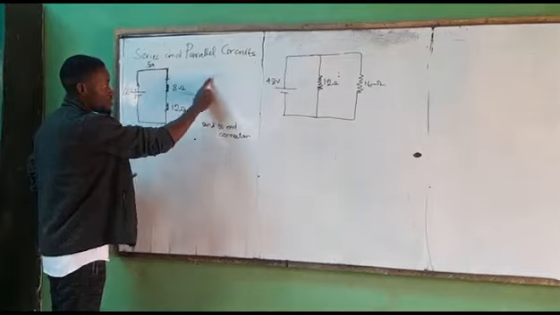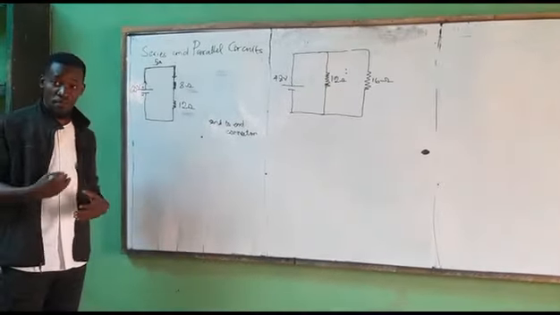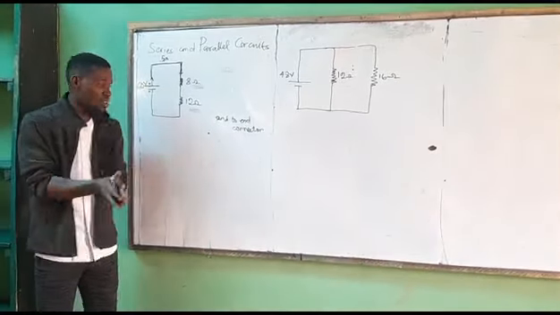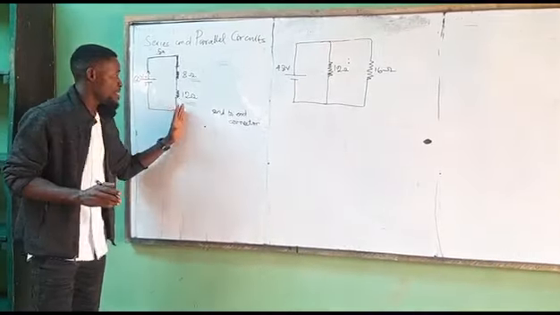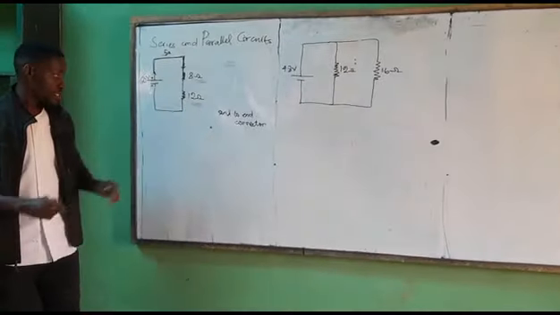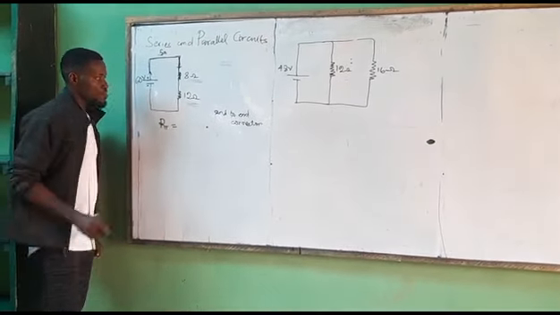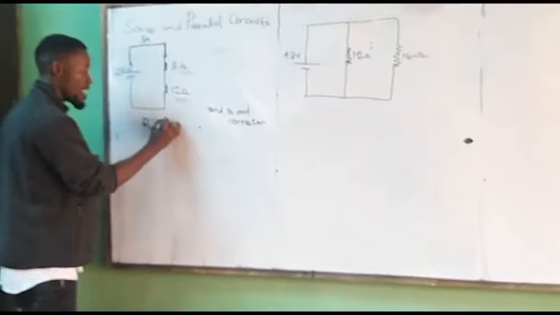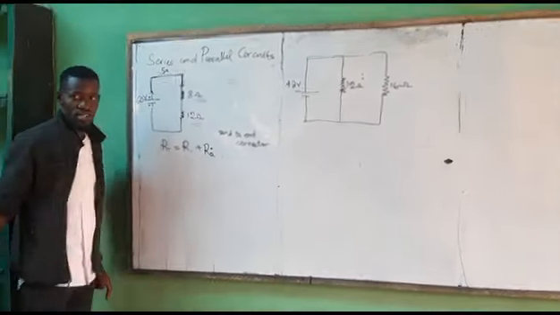Now, for series connection, there's also what we call total resistance or equivalent resistance. They are the same thing, but the examiner might want to confuse you and ask you to calculate equivalent resistance. Please note that equivalent resistance is taken as total resistance. So your total resistance is equals to, how many resistance are we having on the board? We are having 2 resistance. So that will be R1, which is the first resistance, plus R2, second resistance.